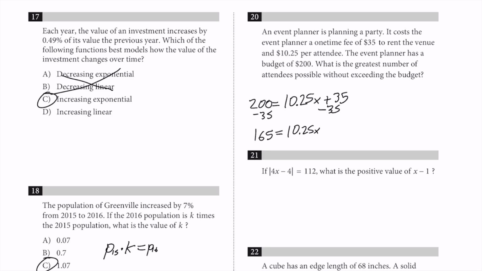Remember, we're given a calculator for this section. So if you like, at this point we just do 165 divided by 10.25 in the calculator, and we get x is equal to 16.1, but we can't have 1/10 of a person. So in this case, we'd round down to 16. So the greatest number of people would be 16 people.